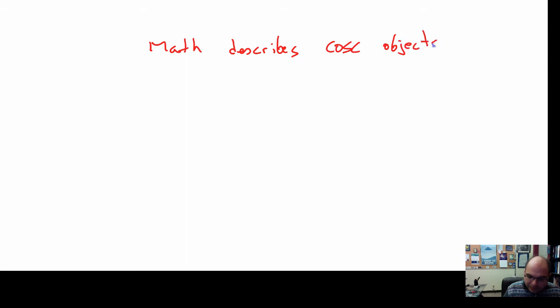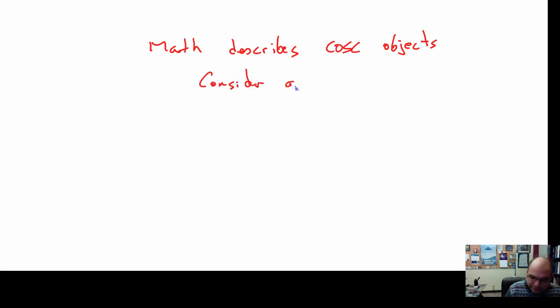The first answer is simply this. We talked about discrete math as being the math about things that come in discrete chunks, right? And it turns out that that is exactly the kind of math that we're talking about for computer science objects. So discrete math describes computer science objects, okay? For example, let's say that you want to think about a class.